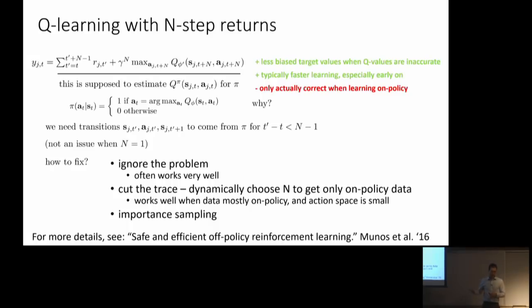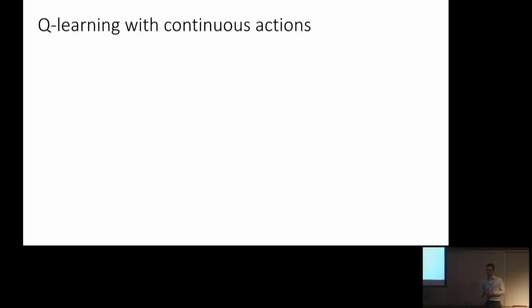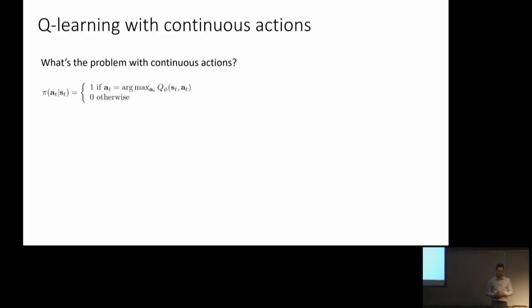OK, so that's n-step returns. And then the last thing I'm going to cover, the last technical topic, is Q-learning with continuous actions. So far we've only talked about discrete actions, but you can actually use Q-learning algorithms with continuous actions also. And there are a few different options for how to do this. So first, what's the problem with continuous actions? The problem with continuous actions is that your policy is given by this argmax. So you need to figure out how to take the argmax of your Q function. This max is very easy to do if you have a small number of discrete actions, because you compute the Q values for all of your actions, and then you take the largest one.